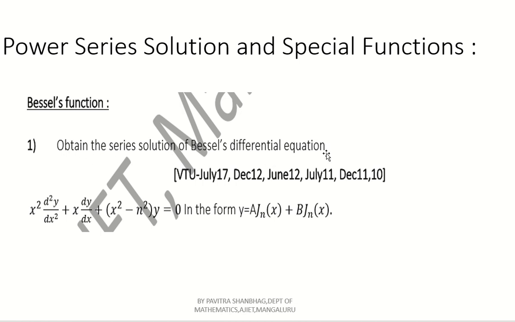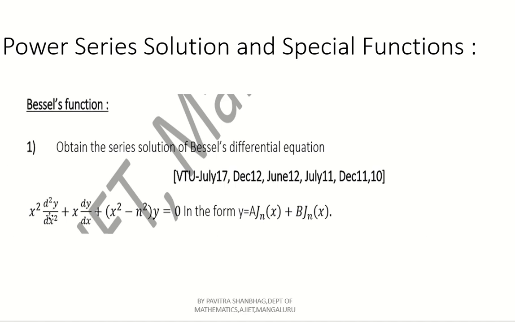They may ask in this form: obtain the series solution of Bessel's differential equation x square d square y by dx square plus x dy by dx plus (x square minus n square) into y equal to 0, in the form y equal to a Jn of x plus b J minus n of x. Sometimes they will give it with the usual notation and ask you to prove the Bessel differential equation.